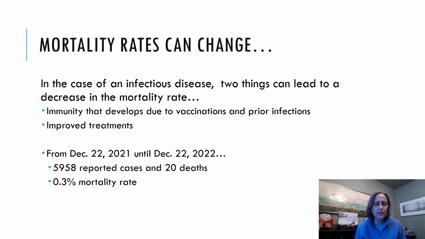It's probably even a little bit lower than that because I'm pretty sure a lot of people aren't getting tested anymore. So our case number, our denominator, is way lower than it should be. But we can see that we're having a lower case fatality rate because of improved immunity and improved treatments, both in this case.